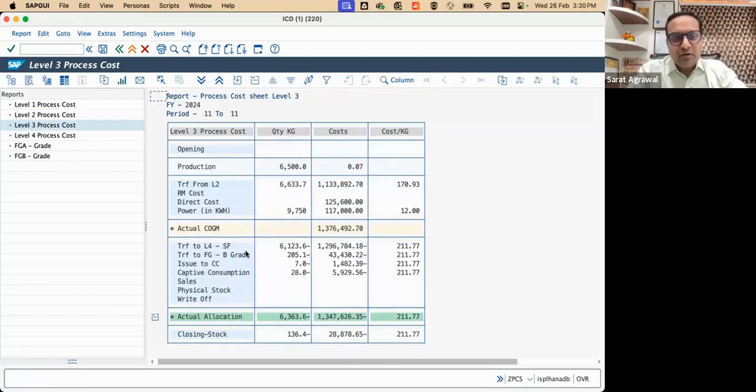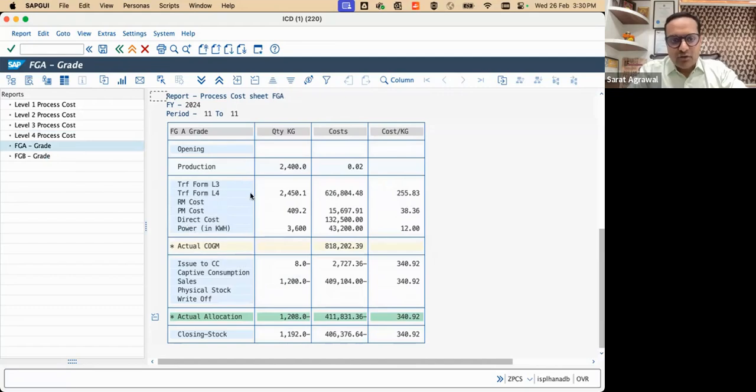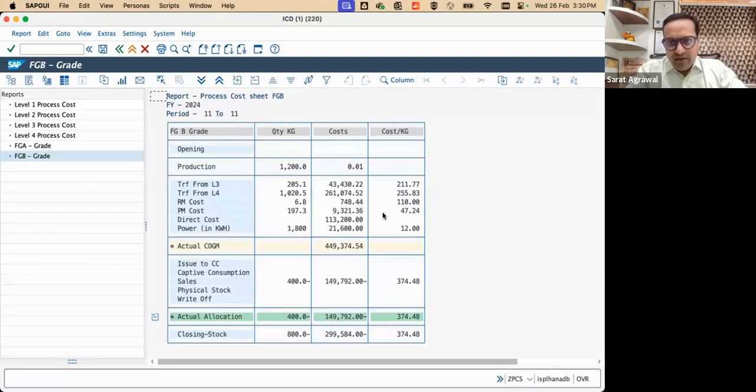So here level 3 is being transferred to level 4 and also to B grade FG. So here you can see this, and this is the cost is 211, and now we calculated the cost is 255 for the level 4 by considering the level 3 cost. And once we go to the finished goods, we understand 255 is being used as level 4 cost, and this is the finished goods total weighted average cost of 340, and accordingly you can see the finished goods grade B is also 374. So for the same processes we have one cost, and for finished goods by grade we have different cost. So this is how the entire process cost sheet is being manufactured and prepared in the system.